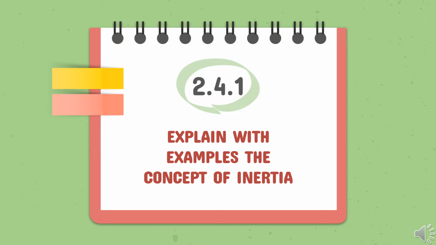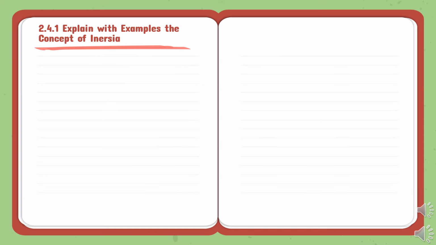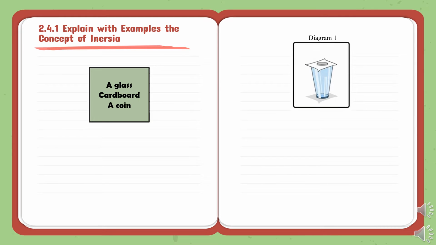We start our lesson by introducing the concept of inertia together with its examples. Before we go further, let us do a simple activity by using three simple materials, which are a glass, cardboard, and a coin. Set up those three materials as shown in diagram 1. Can you guess what will happen if we quickly pull the cardboard horizontally?